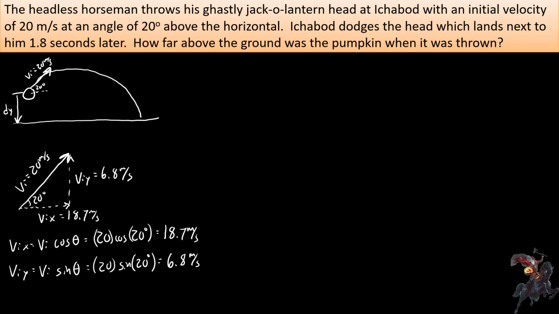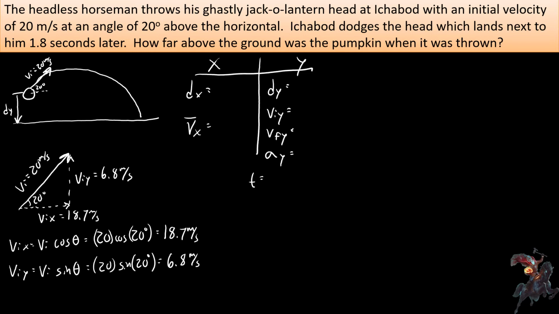Now we're ready to set up our XY t-chart, and we'll plug in what we know. Now we don't know what the displacement in the y direction was. Before, when it was level ground, the displacement was 0, but now we're ending up going downwards, so we should get a negative displacement. The initial velocity, though, is upwards at 6.8 meters per second. We don't know what the final velocity is, but we know the acceleration is negative 9.8 meters per second squared. They tell you the time is 1.8 seconds, and we even know the horizontal velocity, 18.7 meters per second.